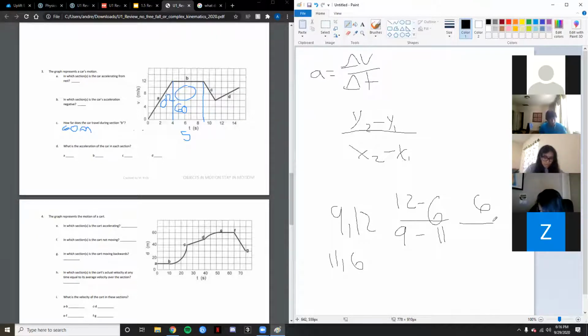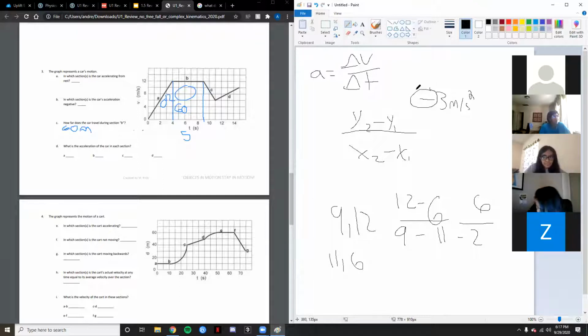So 12 minus 6 is 6. And then 9 minus 11 is, doing this in my brain, -2. So then you do 6 divided by -2. And your answer is going to be -3 m/s squared. The negative is telling you that it's slowing down. That's what the negative is showing.